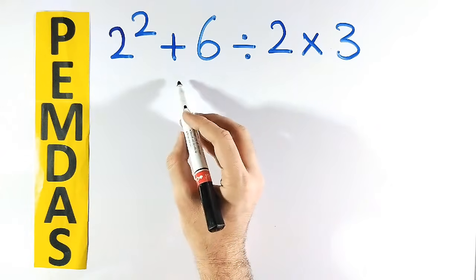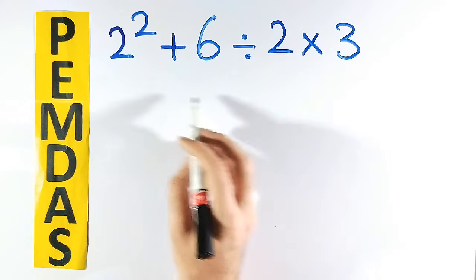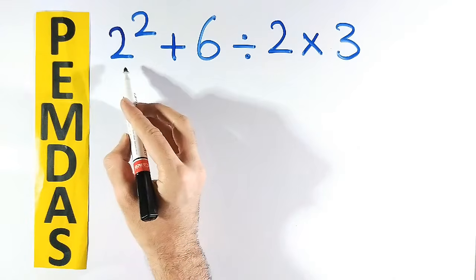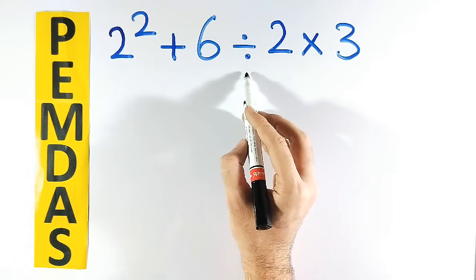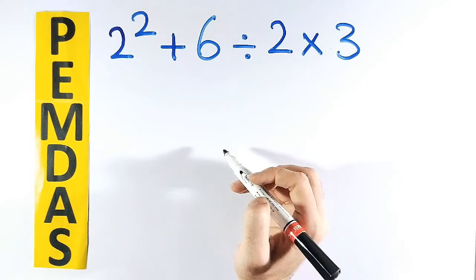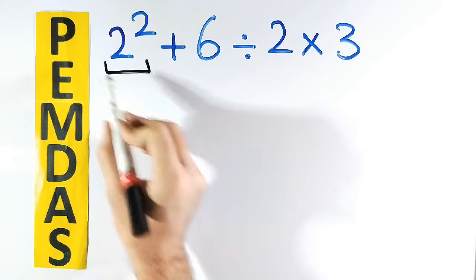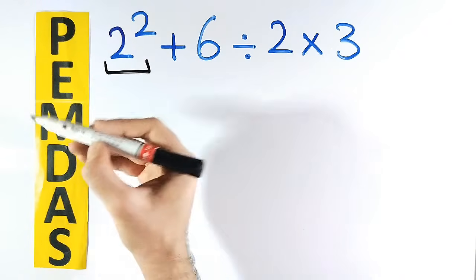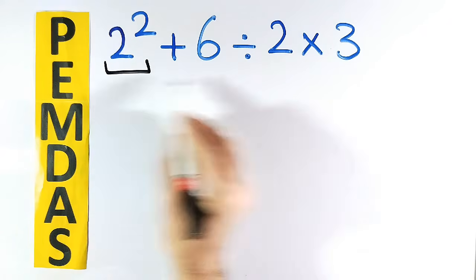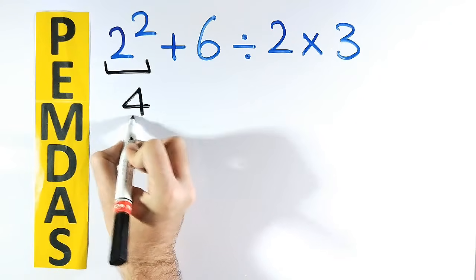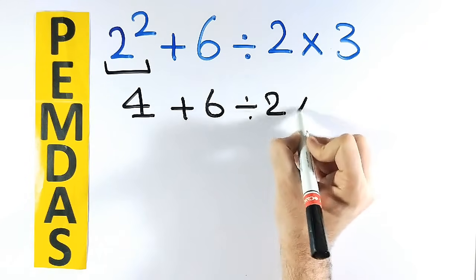To solve this question, we must follow a rule that is called PEMDAS. As you can see on the screen, in this expression, first we have an exponent, then an addition sign, followed by a division, and finally a multiplication. According to the PEMDAS rule, first we go for the exponent, because in this expression, exponent has a higher priority than the other operation. So, instead of this expression, we can write 4 plus 6 divided by 2 multiplied by 3.